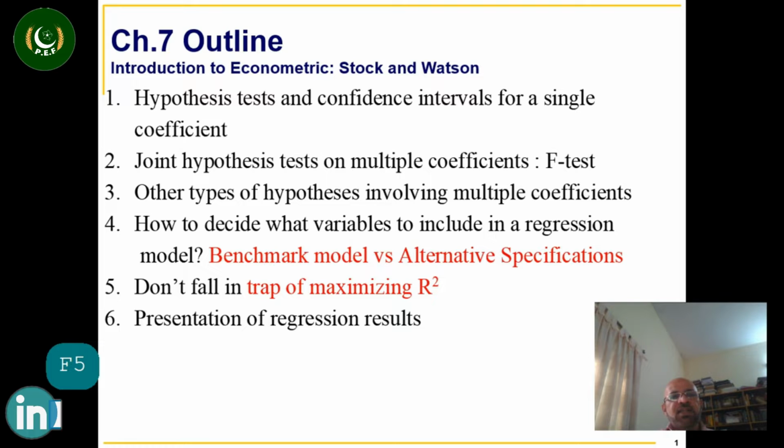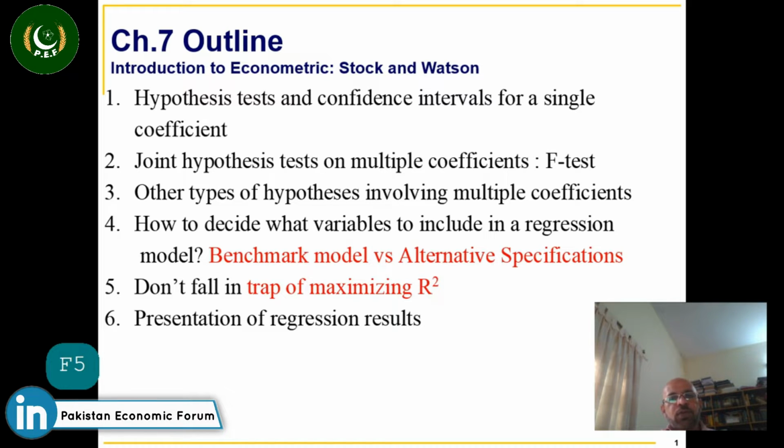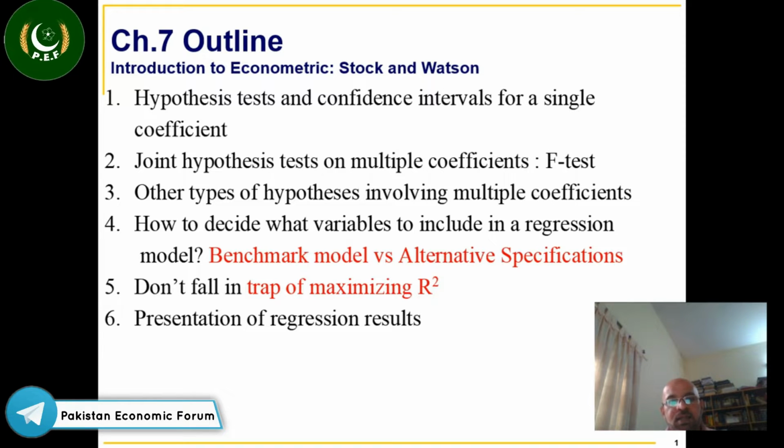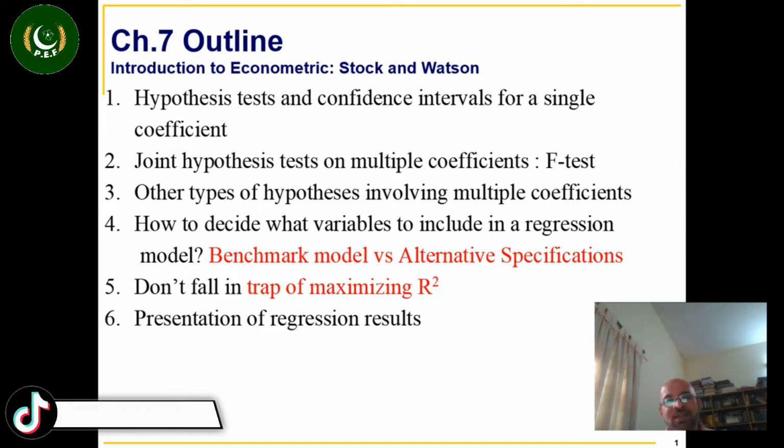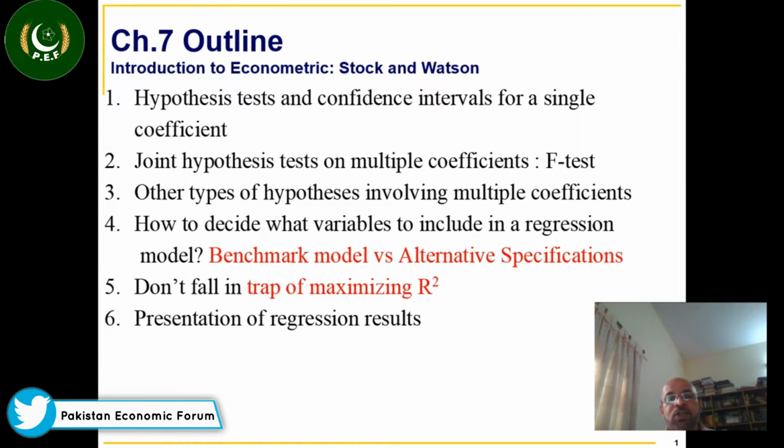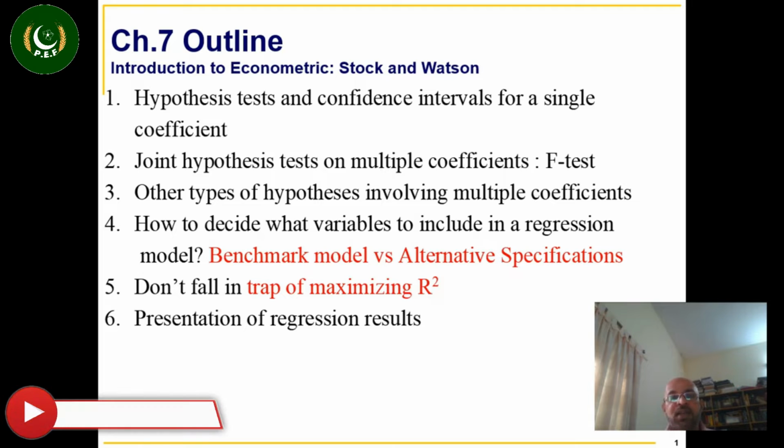Welcome. Chapter 7, Introduction to Econometrics, Stock and Watson. The outline for this chapter is hypothesis testing and confidence interval for a single coefficient, and joint hypothesis testing. Why we should not apply t-test on joint hypothesis tests. What happens to level of significance if we do t-test instead of F-test. How can we test something else, for example, equality of two coefficients, then what should we do?